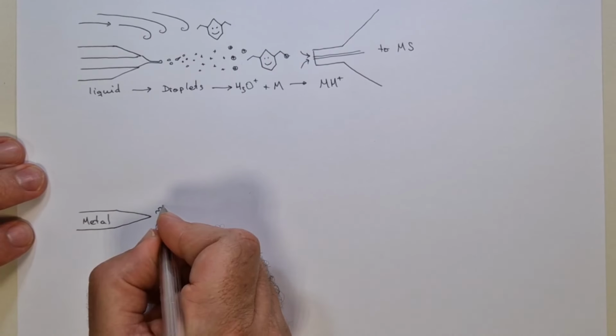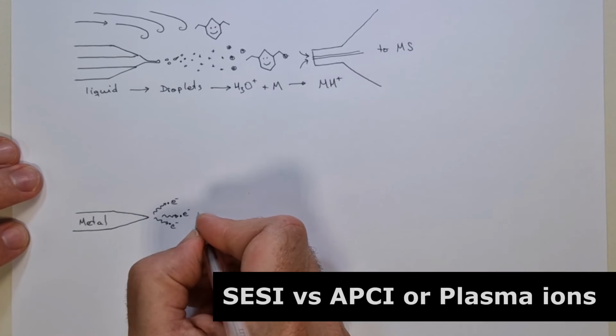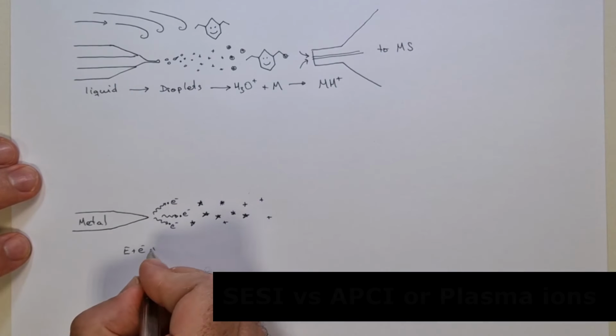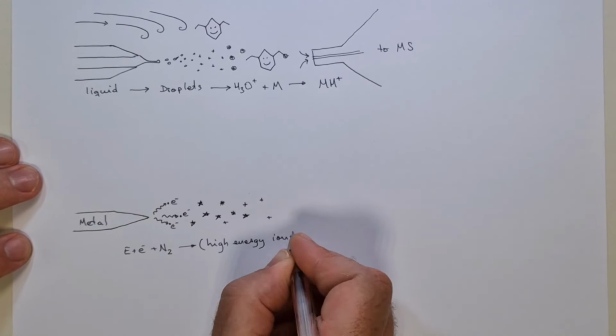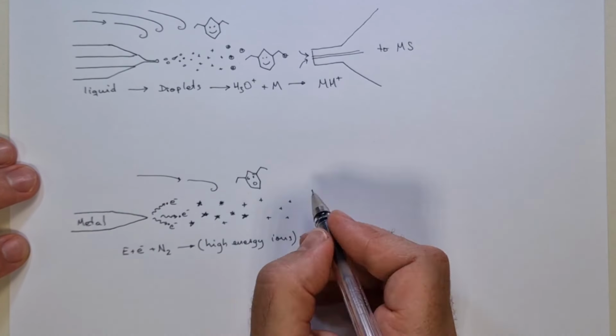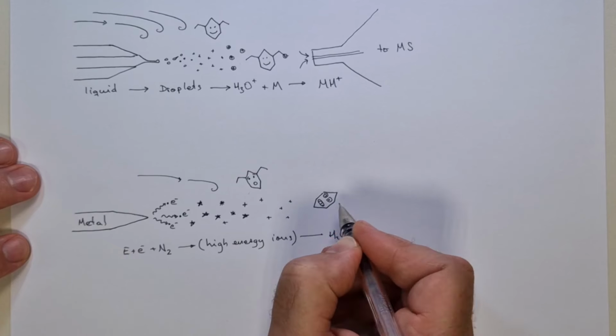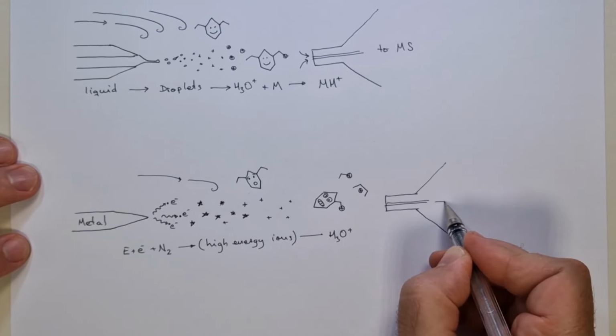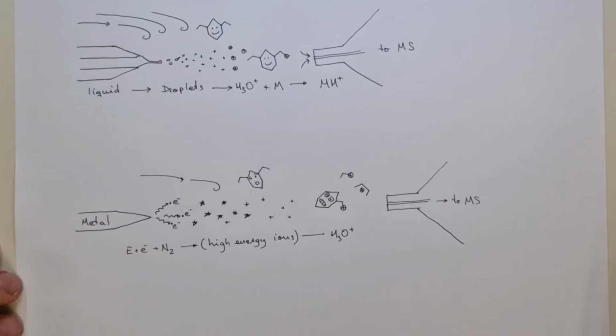In APCI, a corona discharge produces high-energy ions which decay and form protonated water clusters that transfer their charge to the vapor molecules. But there is a key difference. High-energy ions, even if there are only a few, smash the molecules, producing fragments and exotic oxidation products. So each molecule leads to several peaks.